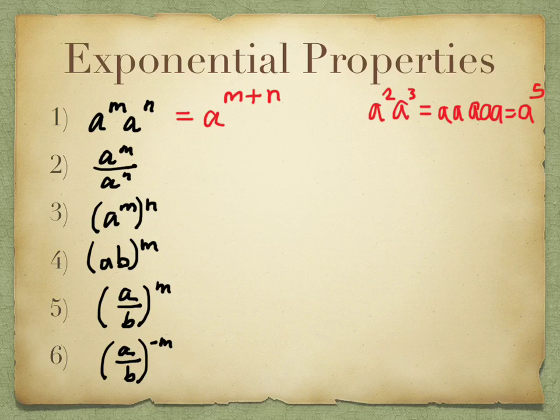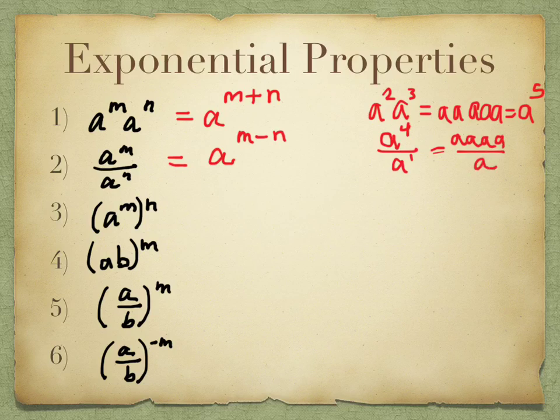And the same thing happens on number 2, except that it's division, so instead of adding, you subtract. And I could do the same sort of manipulation here with the numbers. So if I had a to the fourth over a to the first, I could write out that this is 4 a's, 1, 2, 3, 4, over 1 a. I could then reduce one of my a's, right? And that leaves me with a to the third. And again, how do I get from 4 and 1 to 3? I subtract. Okay, so it's not division, it's actually subtraction.